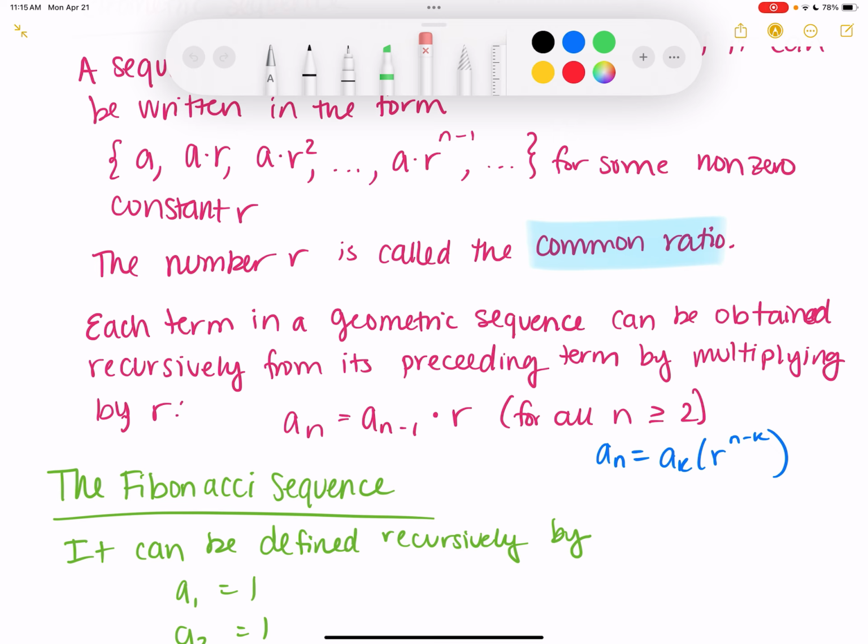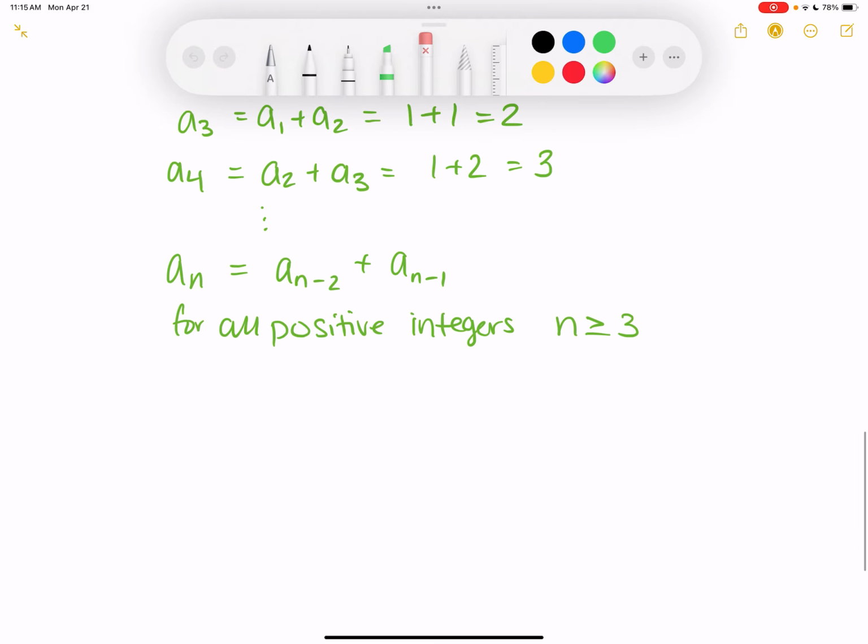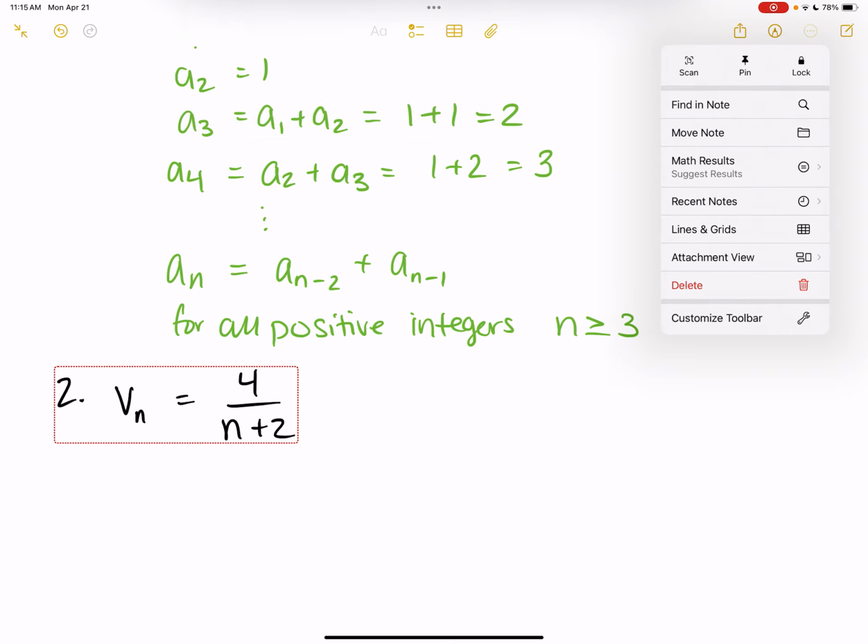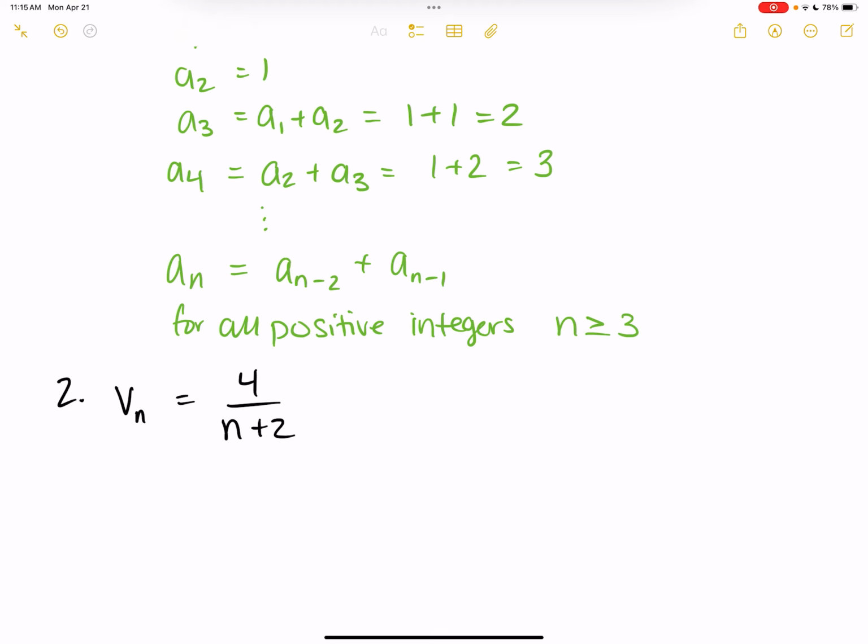So that being said, the first one says to find the first 6 terms and the 100th term of the sequence. We're just plugging in numbers. Number 2, v sub n is equal to 4 over n plus 2. And so all we're doing is finding the numbers that go in here, the first 6 numbers, and then out to the 100th number.